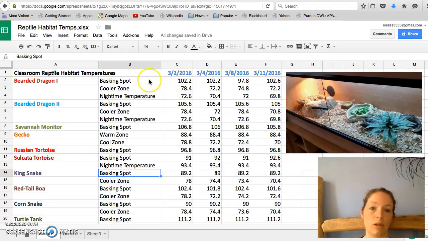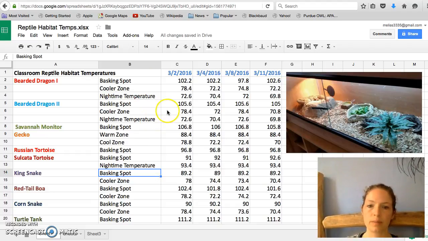We can look at how long they spend in the basking spot. The nighttime temperatures when we're not there, those are very important to monitor also. So these are just some things I'm looking at for maintaining my classroom animals. And it's a way to get the students involved. It's a way to collect data using the new data probe. And I'm very excited about it.